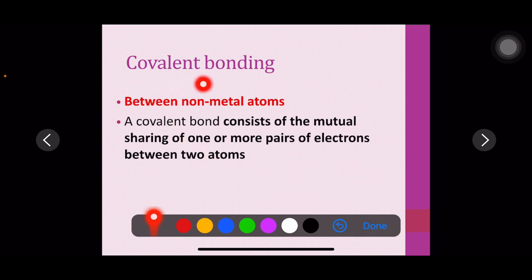Then comes covalent bond. It is also called non-metallic bonding. It exists between nonmetals or in non-metallic elements. A covalent bond consists of mutual sharing of one or more pairs of electrons between two atoms.